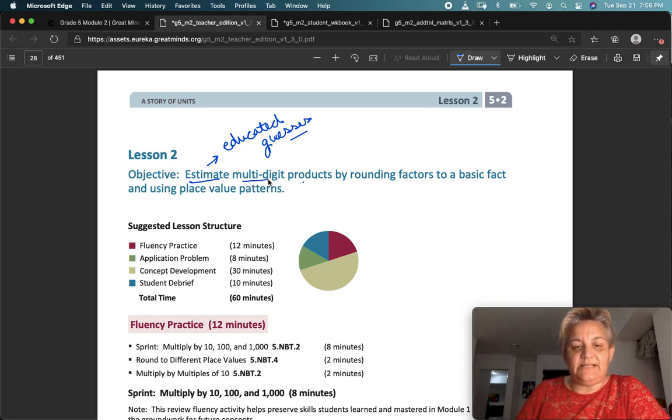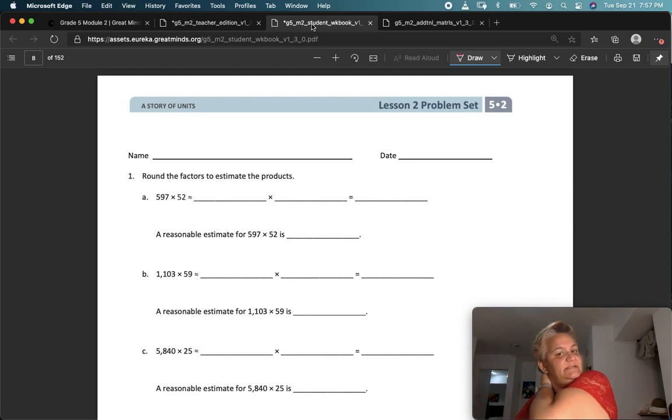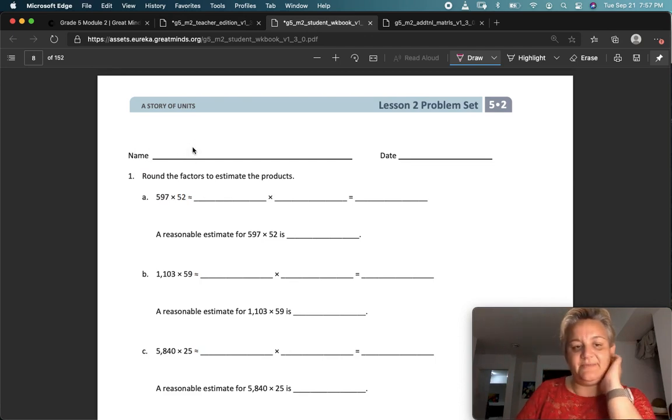And we're using multi-digit products, which means that we're doing multi-digit multiplication, okay, by rounding factors to a basic fact. So we're going to round, and then we're going to use some basic multiplication facts, your math facts, which you've been studying and practicing, right, your multiplication facts, and using place value patterns. So let's go to the Learn pages. Lesson 2 problem set, name on your paper.